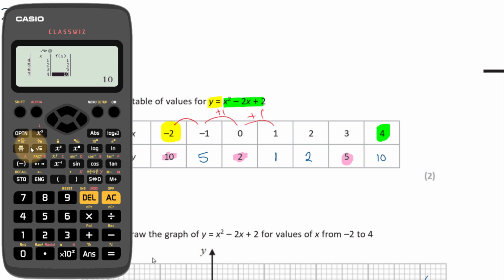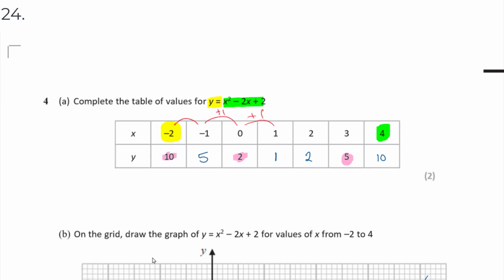Okay. Now you could just take these values of x and sub them into the function one after the other to generate the numbers, but the table function does it really, really quick, and you can just get all the values out really easily. So that's a really straightforward, easy 2 marks if you use the table function. Right, on to part B.